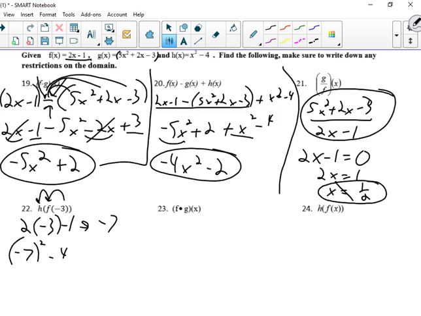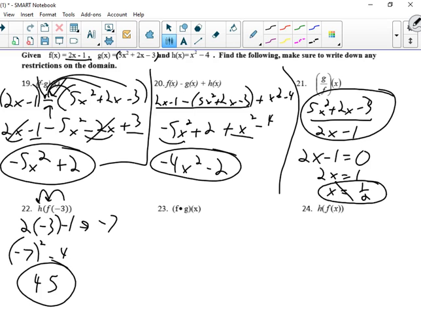Please, please, please remember, don't just type negative 7 squared in the calculator and get negative 49. A negative number squared is positive. This is going to be 49 minus 4, which is 45. Do not make that mistake. Please, please, please, please. A negative squared is always positive. Either put your calculator with parentheses or just do 7 squared.